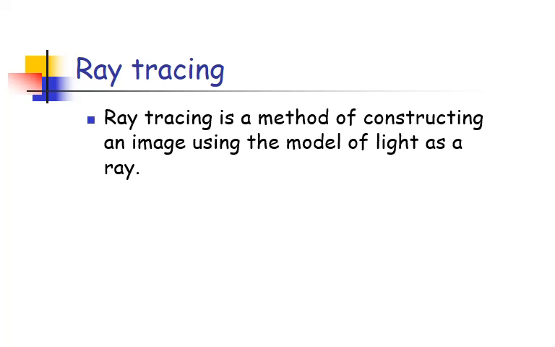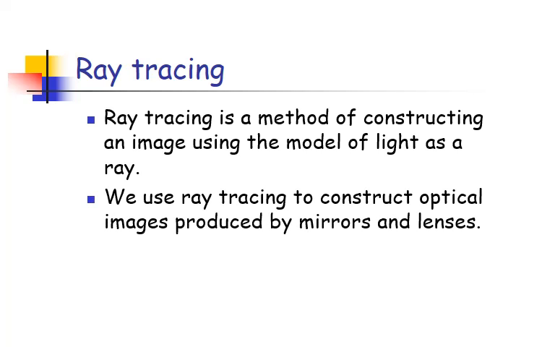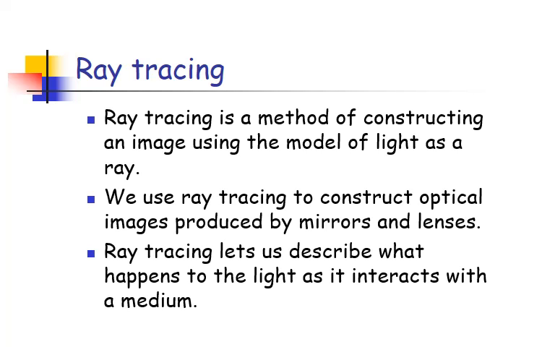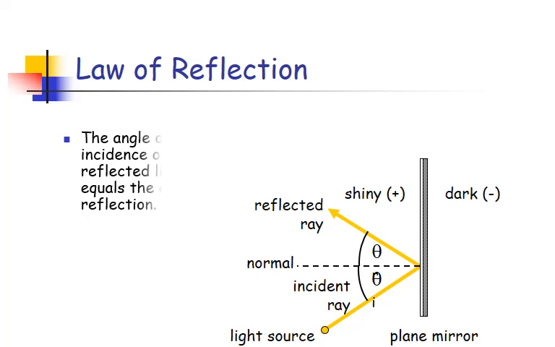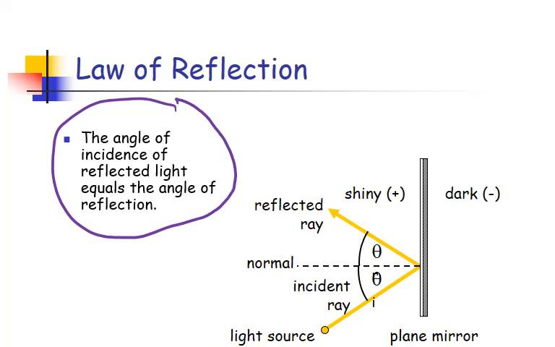We use a technique called ray tracing, and this allows us to construct images. And we can do that with mirrors and lenses. And it lets us describe what happens to light as it interacts with the medium. So the law of reflection then states that the angle of incidence equals the angle of reflection. So theta I should equal theta R. If we have a plane mirror and we properly draw our normal line, those two angles would be the same.